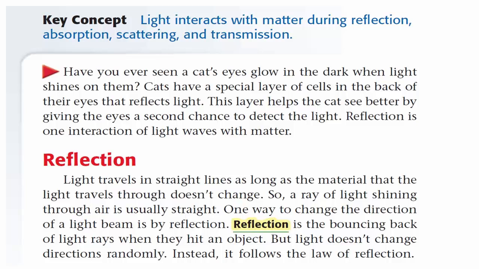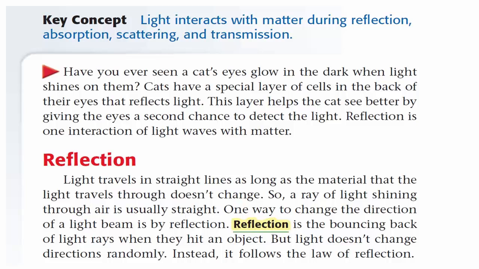Light interacts with matter during reflection, absorption, scattering, and transmission. Have you ever seen a cat's eyes glow in the dark when light shines on them? Cats have a special layer of cells in the back of their eyes that reflects light. This layer helps the cat see better by giving the eyes a second chance to detect the light.